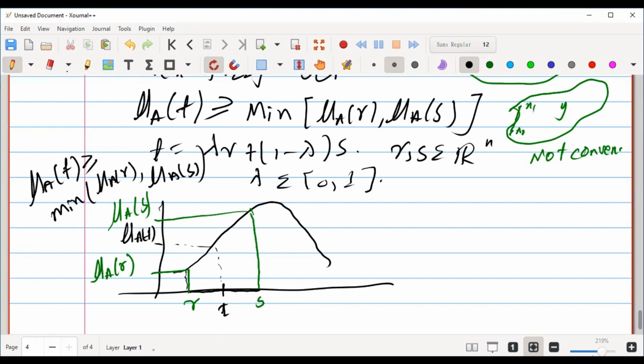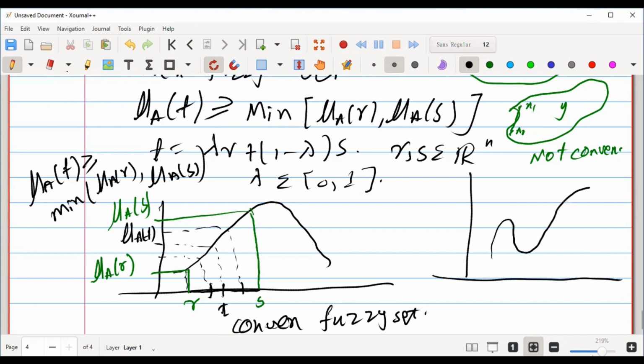In the graph, it is clear that for points R and S, if I take any point between R and S, which is called T, the membership function corresponding to any point between R and S must be greater than or equal to the minimum of the membership functions of R and S. This is called convex. This is a convex fuzzy set.